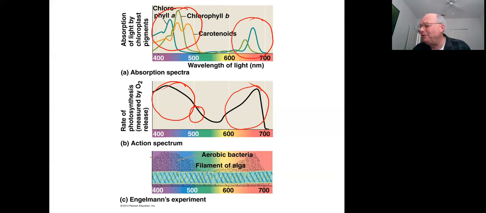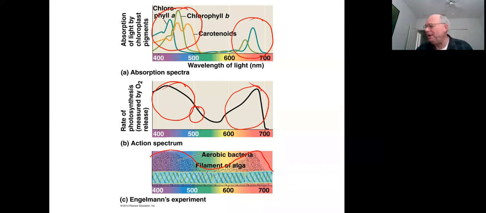And you'll notice that this matches very nicely with what Engelmann was showing with his result. So we can account for Engelmann's result. We can account for the modern action spectrum of photosynthesis by looking at the combined absorption of the chlorophyll A and the chlorophyll B, and also the contribution of the carotenoids to the absorption in the blue-violet portion of the spectrum, and then the combination of the chlorophyll A and the chlorophyll B in the yellow-red portion of the spectrum.